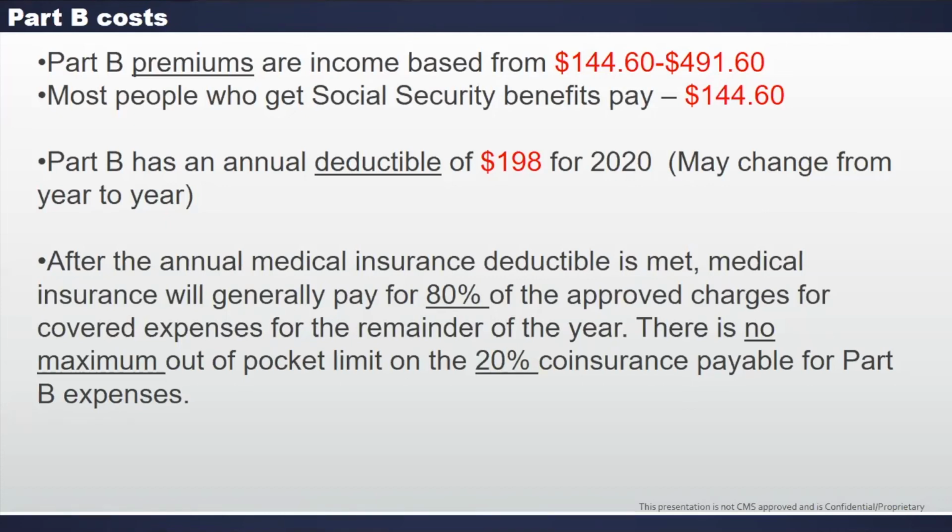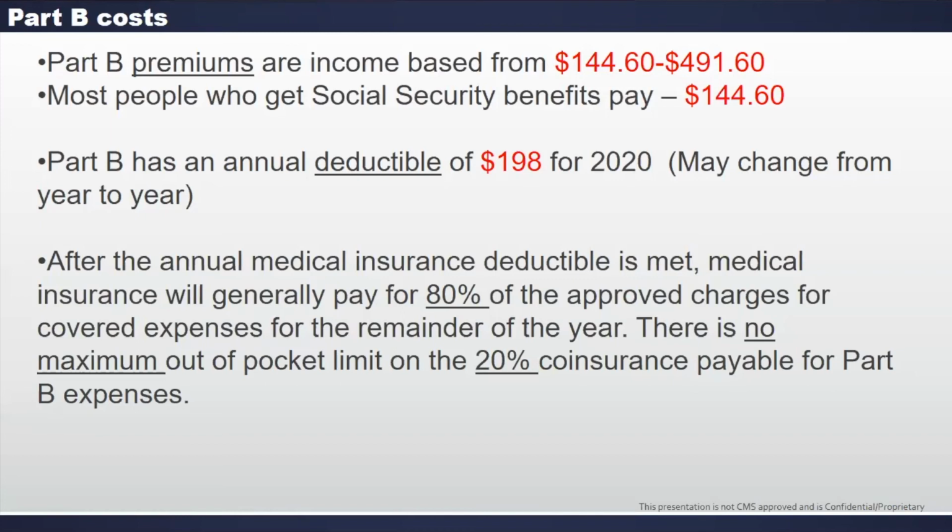So the annual deductible for Part B is $198. It changes from year to year. And so here's the kind of the way it works. After your annual deductible is met, the medical insurance will generally pay 80%, and you'll wind up paying the 20%. Here's the thing that I like to drive home, especially when I'm selling Medicare plans to people: on Part B, there is no maximum out of pocket. You're not done paying once you reach $5,000 or even $10,000.